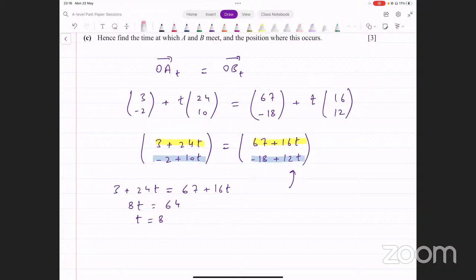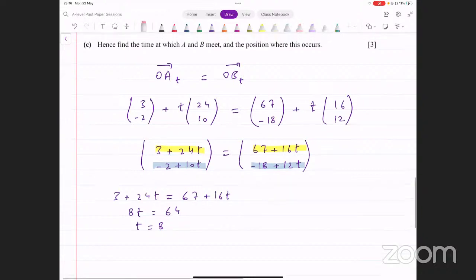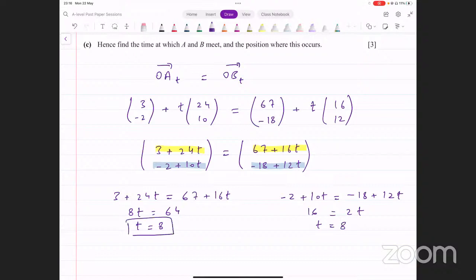at all, क्योंकि फिर कोई भी टी की वैल्यू नहीं है जिसके लिए पोजीशन वेक्टर्स इक्वल होंगे। तो क्योंकि हमें पता है कि वो मीट करते हैं, तो उससे भी सेम वैल्यू आनी चाहिए। आप चेक करना चाहें तो कर सकते हैं। -2 + 10t equals -18 + 12t, उससे भी आपको सेम वैल्यू ही मिलनी चाहिए। That gives me 2t equals 16 here, and that also gives t equals 8. So that confirms that they do meet each other, and when they do meet each other, they meet when t equals 8.